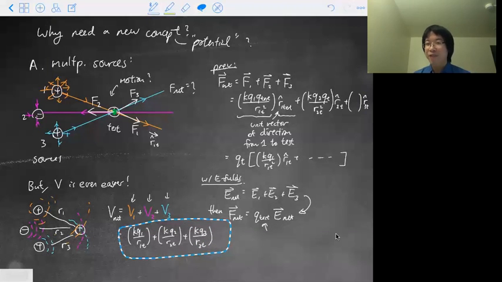So hopefully I have convinced you that this is a more efficient way of doing things, even though it is abstract to learn. Does that make sense? Okay.